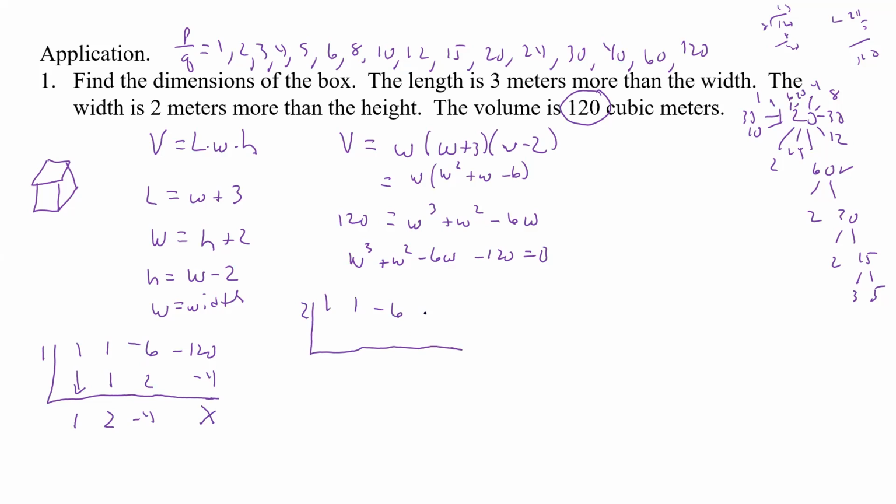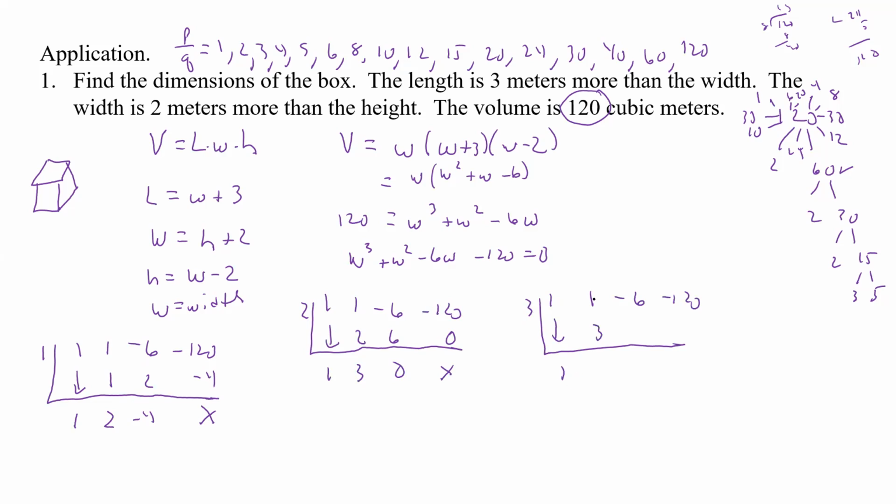Okay, let's try 2 then. 1, 1, minus 6, minus 120. 1, 2, 3, 6, 0, 0. 2 doesn't work. All right, well, 3. Let's see, how about that one? 1, 1, minus 6, minus 120.